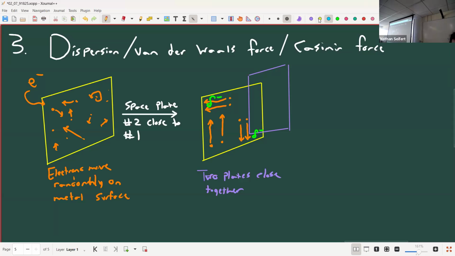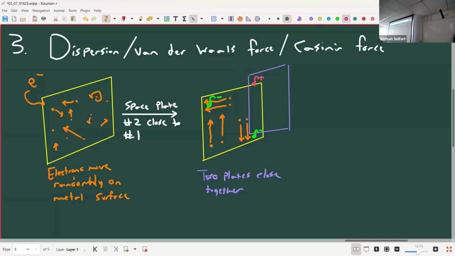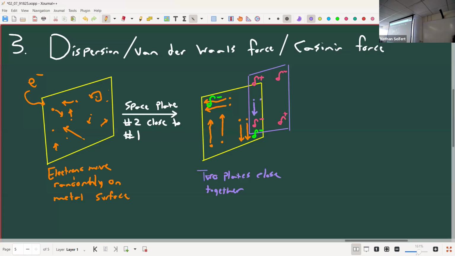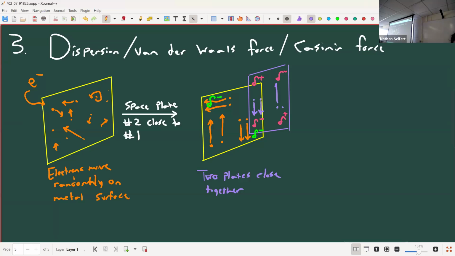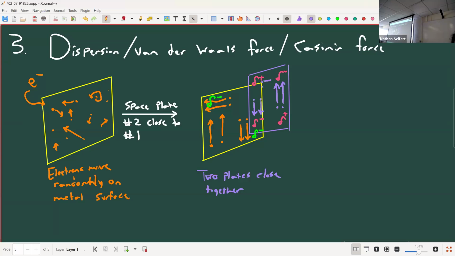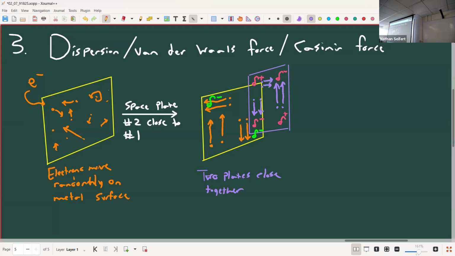We're going to notice that on average, the electrons in the other plate are going to move in the opposite directions. So these electrons on this plate are going to move down. These electrons will move up. And these electrons will move right. So we see correlated motion between the electrons.